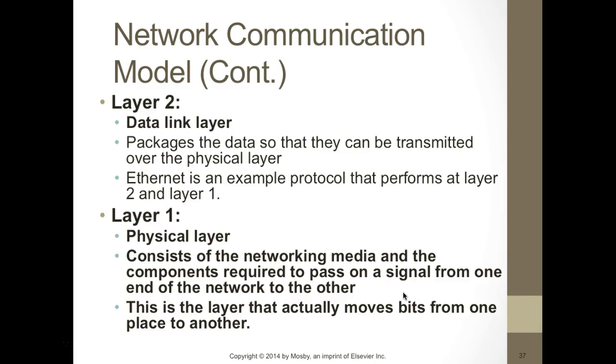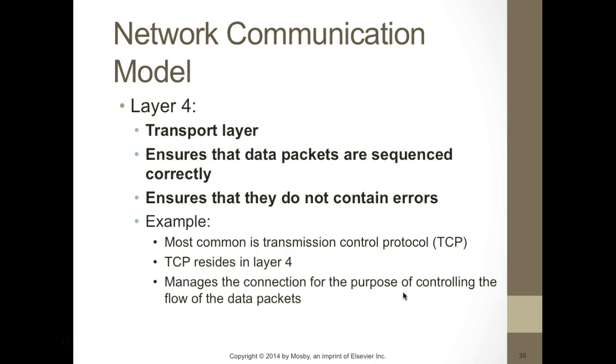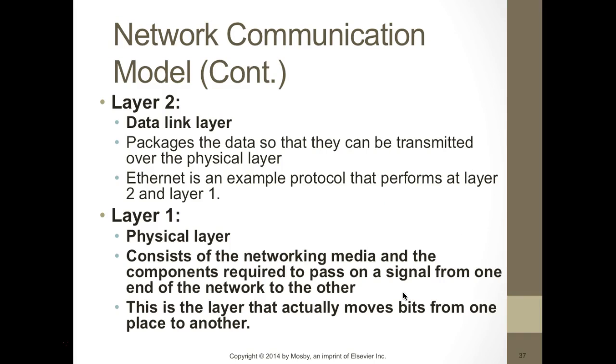Layer 2 is the data link layer, and layer 1 is the physical layer. So it consists of the networking media and the components required to pass on the signal from one end of the network to the other. This is the layer that actually moves the bits from one place to another. So layer 1 moves them from one to the other. Layer 2 is your data link layer, and 3 breaks it up into little bite-sized pieces, and 4 is also transport. So, okay.